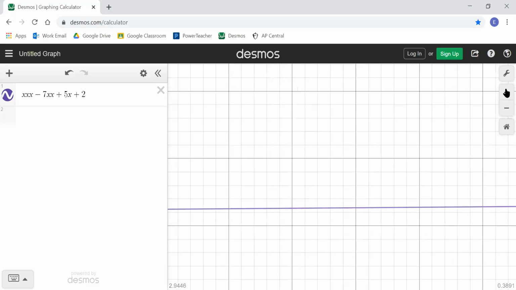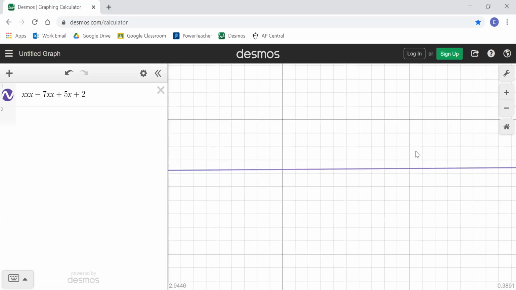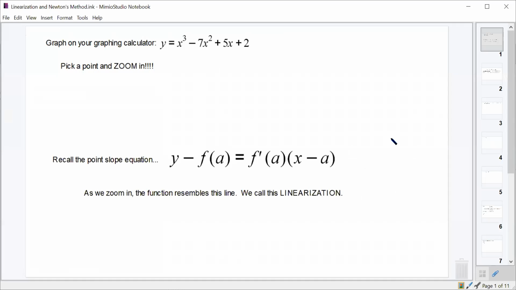That idea is the whole crux of what derivatives are all about. It's this linearization idea that if you get local enough, you zoom in, then any function that has a derivative at that point will begin to look like a straight line. It's called linearization, or we sometimes call it local linearity. And so the function itself starts to resemble its tangent line, right?